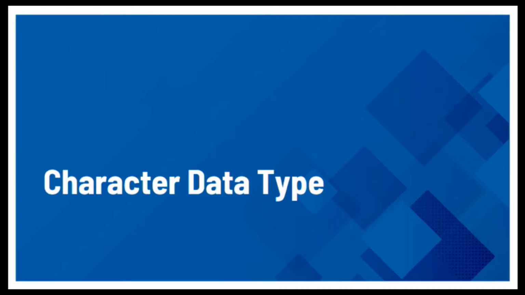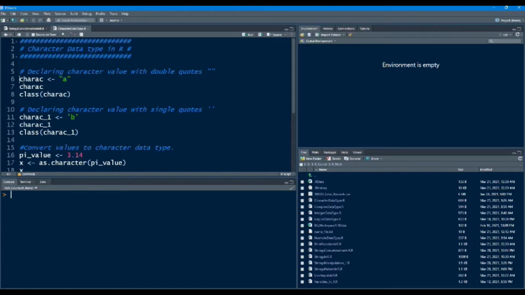In this lab exercise, we will look at the character data types in R. As previously discussed during our lecture session on data types in R, a character can be written within a single quote or a double quote. First, here in line 6, I have declared a variable character and assigned the character value a to it within double quotes. Let's run it.